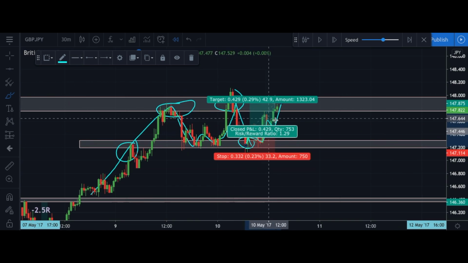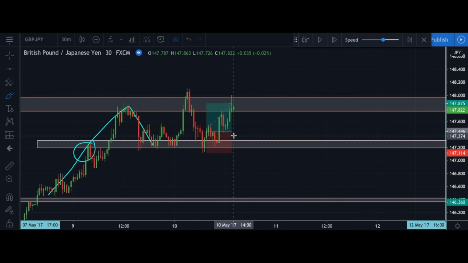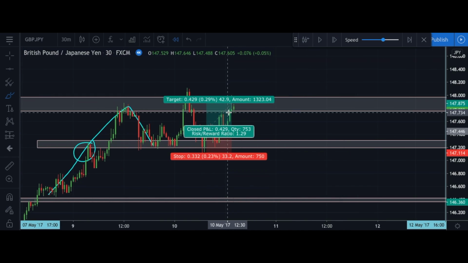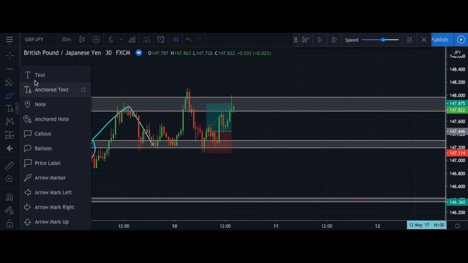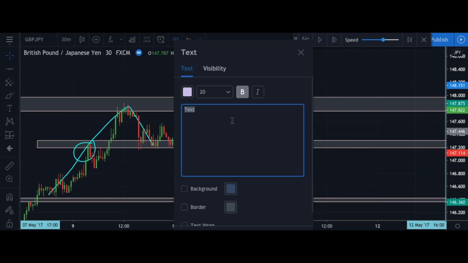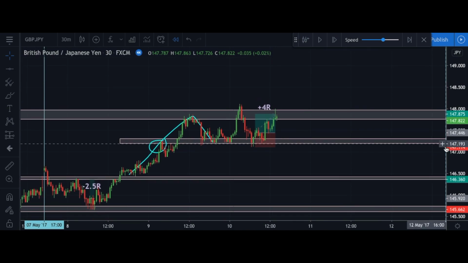And then I would just be marking that down as a win, and since it was 429 pips that was gained, I would put plus 4R, and that would basically be what I'd be doing.